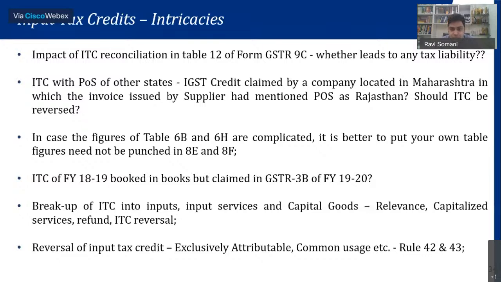Very important. As I've told you, certain details are made relaxed, so you need not punch the entire details. Then ITC of 18-19 booked in books but claimed in GSTR 3B of financial year 19-20 will get disclosed in the financial year 19-20. It will never come in the financial year of 18-19 because you need to go as per 3B. Input service capital goods breakup is not required. You can simply give the complete details at once in inputs.